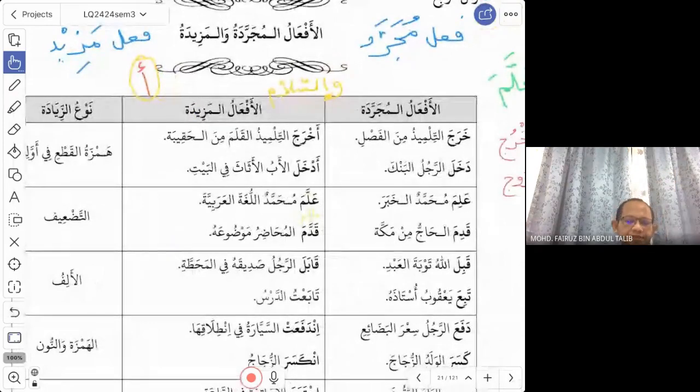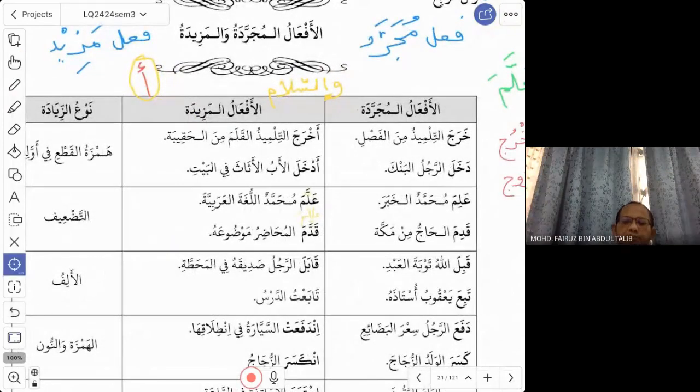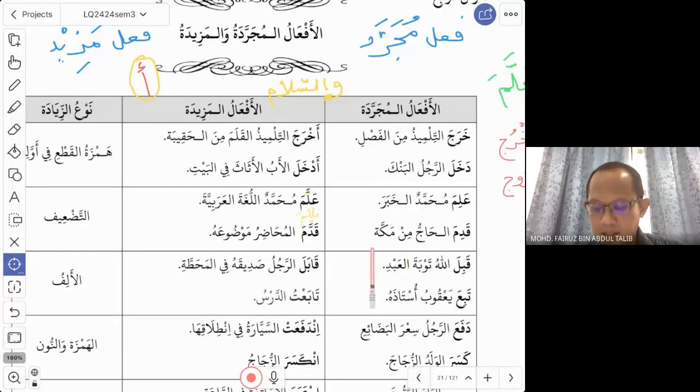Okay, another method. Qadima. Qadima. Al-hajju min Makkah. The Hajj, the pilgrim, he came. Qadima means to come. So he came from Makkah. Now, qadima min Makkah. Okay, so three-letter fi'l. This is fi'l mujarrad. No additional letter.